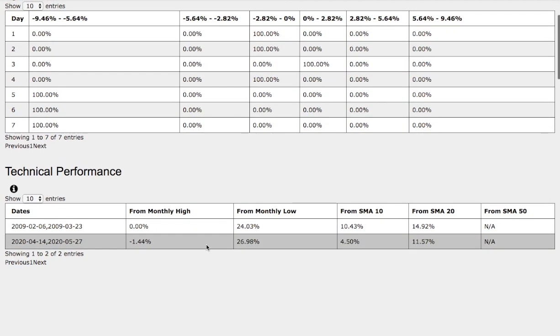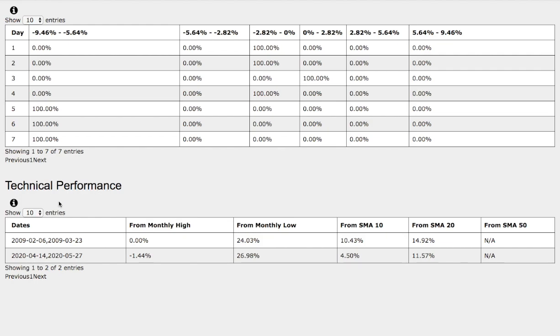So let's examine closer the technical performance of each model. On the current trend that we're in, we're only down 1.4% from monthly high, up 27% from monthly low, up 4.5% from the 10 simple moving average, and up 11.5% from the 20 simple moving average. We don't have a 50 simple moving average because we're only examining a 30-day trend.